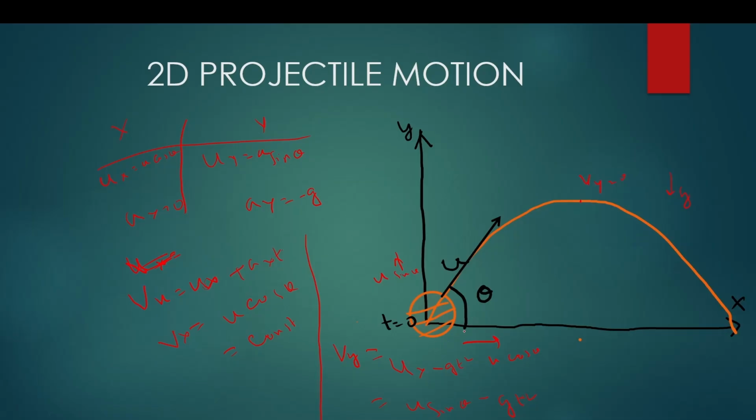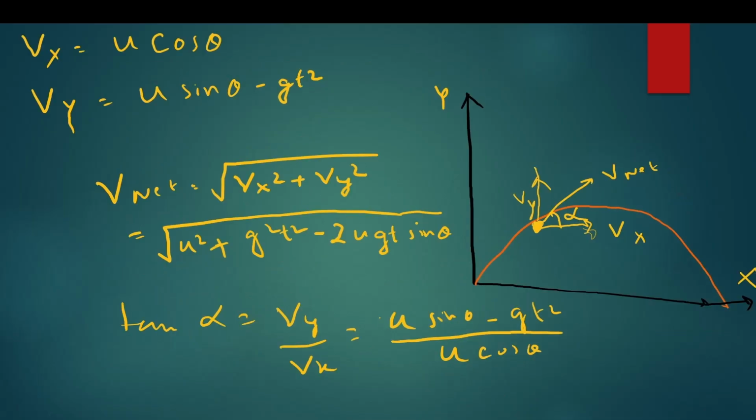Okay, so we will move into the next slide. So vx component equal to u cos theta, which I have proved to you. Now vy equal to u sin theta minus gt. Now v net is the velocity resultant of the x axis and y axis, so equal to square root of vx square plus vy square, which gives v net equal to root of u square plus g square t square minus 2ugt sin theta.